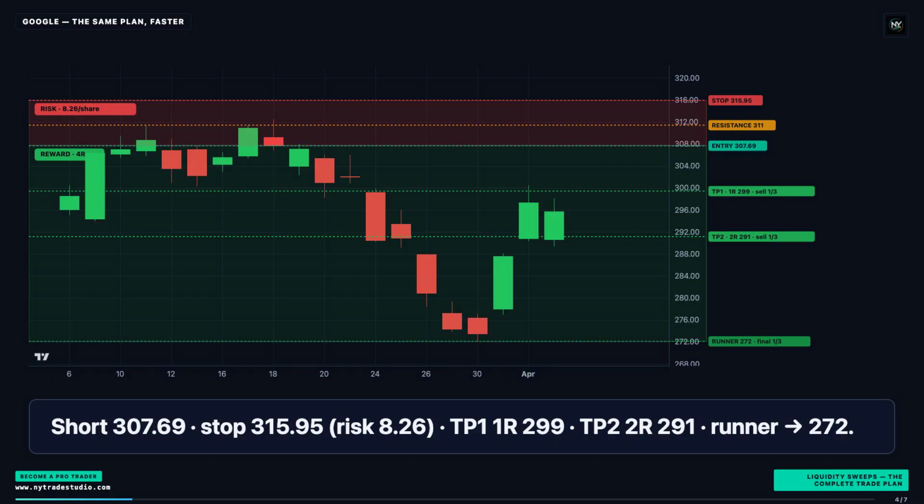And there is the whole trade again. Same 5 steps, same picture, another clean winner. The plan never changes, only the stock does.